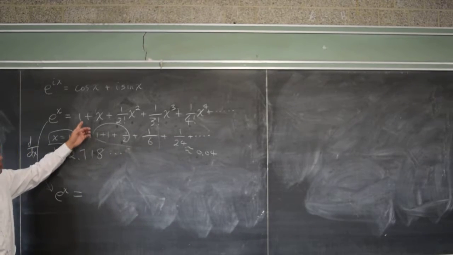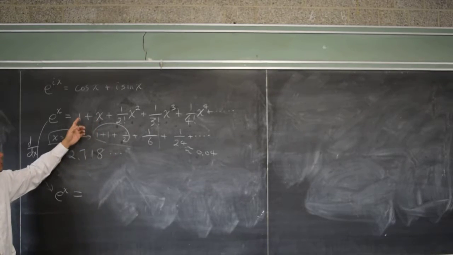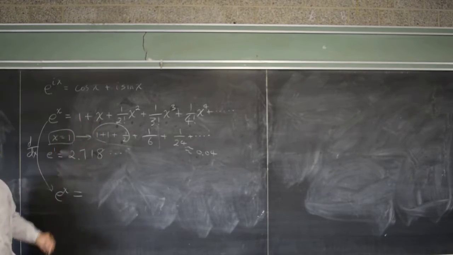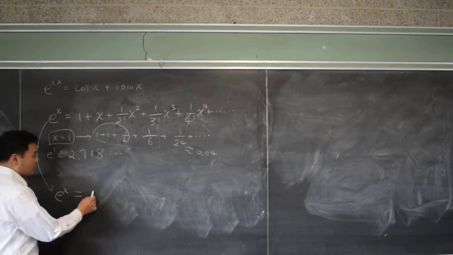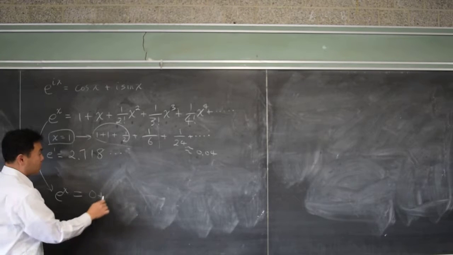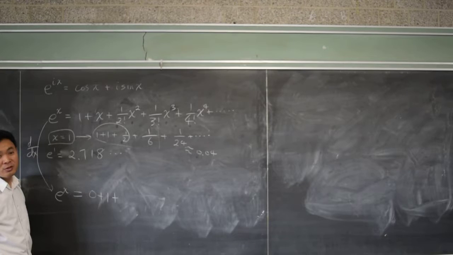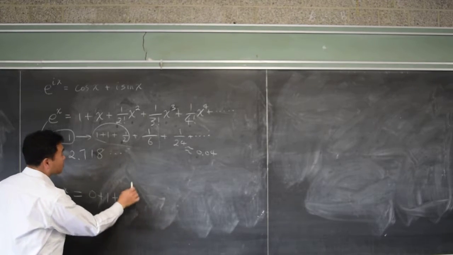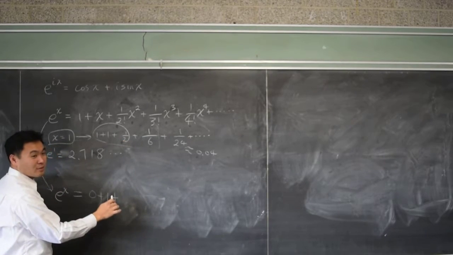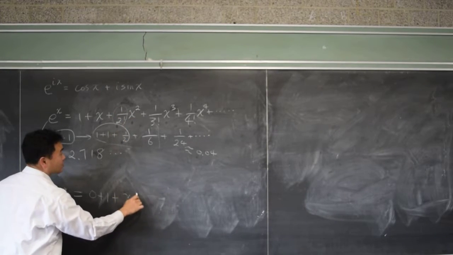Let's see what happens to the right side. It better be the same thing. So let's see what happens. What do you get if you differentiate 1? 0. What do you get if you differentiate x? 1. What do you get if you differentiate x squared? 2x, right? But 2x times 1/2 is, this is 1/2, right? 1/2 times 2x, that's x.